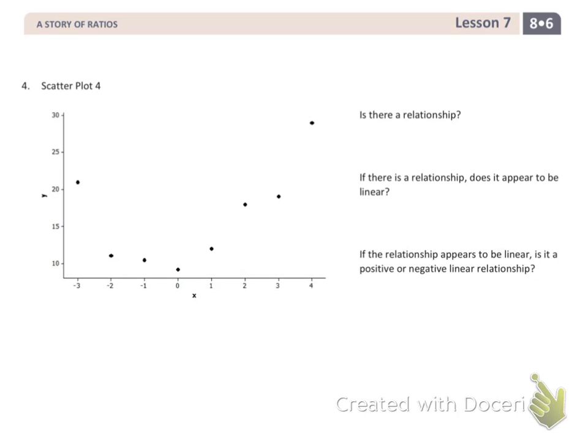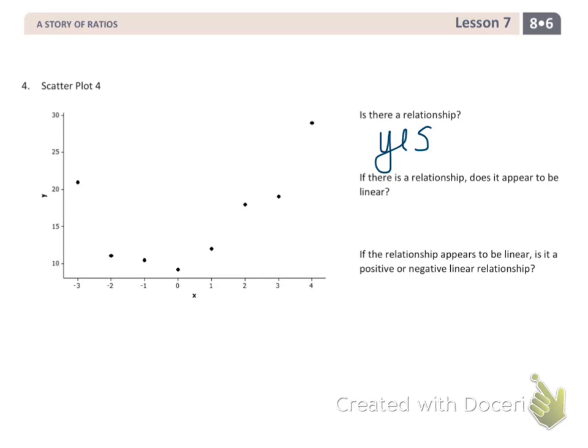This one's interesting. Does there appear to be a relationship? There does. We kind of see a pattern to the data. It's kind of useful just to trace out the data, like I'm doing here. So what would we say? There is a relationship. So if there is, does it appear to be linear?